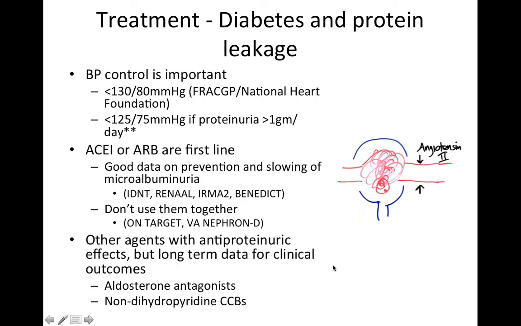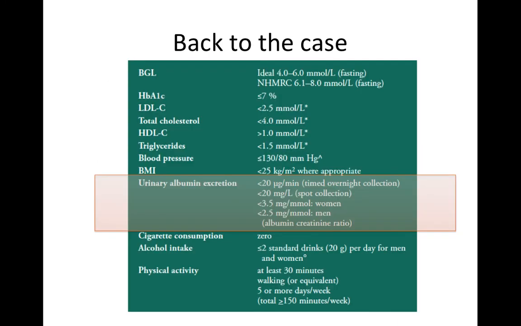So other agents that have anti-proteinuria effects include aldosterone antagonists and non-dihydropyridine calcium channel blockers. So we're talking about verapamil and diltiazem. Unfortunately, those agents don't really have good long-term data for clinical outcomes, even though in studies they've shown that they decrease the amount of protein. And that's really where we're going to stop today.